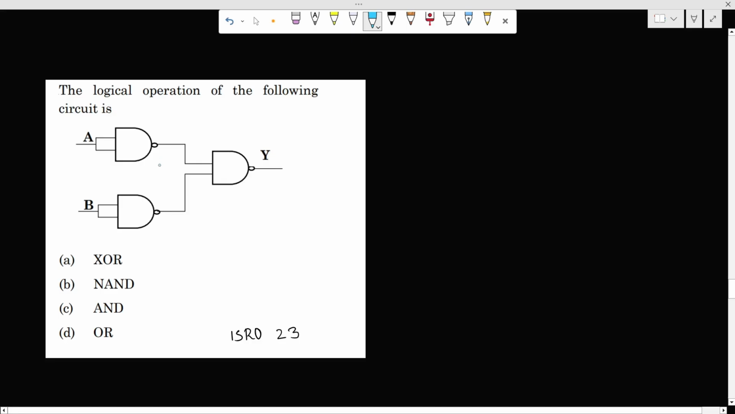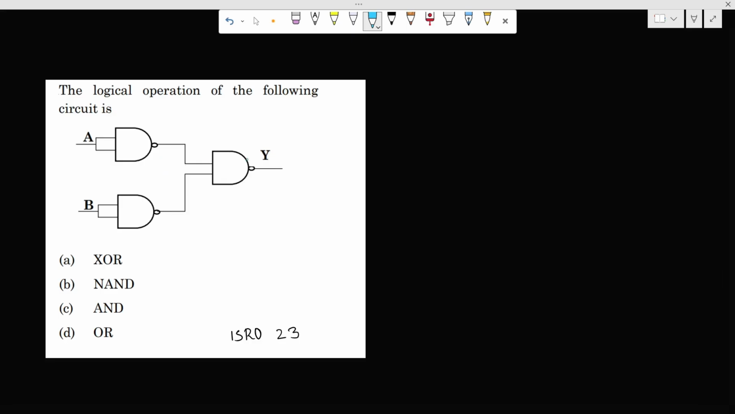So the next question is based on logic gates. We have to find the output function Y. Here are inputs A and B. Input A is shorted to the 2 inputs of the NAND gate. Here input A is connected, so here also we get A, here we also get A. So basically NAND operation is done as if we give A and B, we get A and B bar.